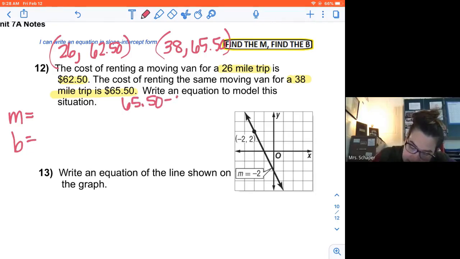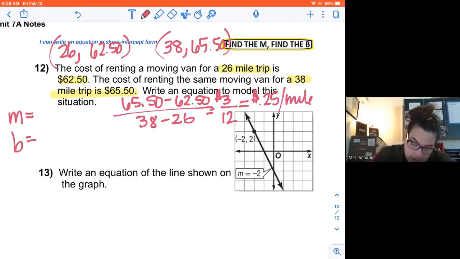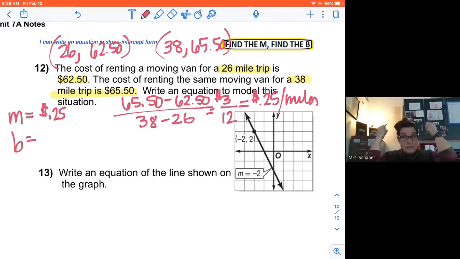$65.50 minus $62.50 over 38 minus 26. So I've got $3 for 12 miles. Okay. So if I put that as a unit rate, it's going to be 25 cents per mile. So my slope is 25 cents. Now I need to solve for my B. What is the cost to rent that truck to drive it off the parking lot? And then I have to pay 25 cents per mile.